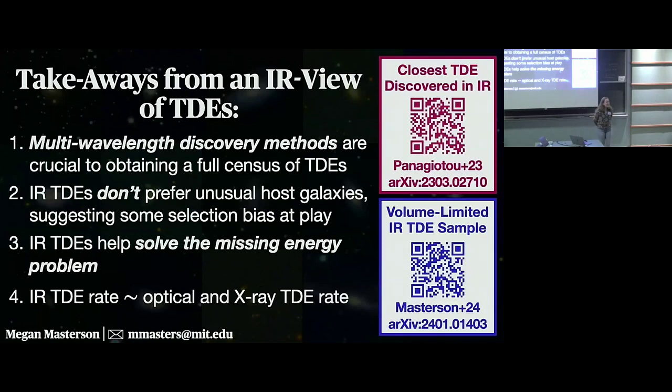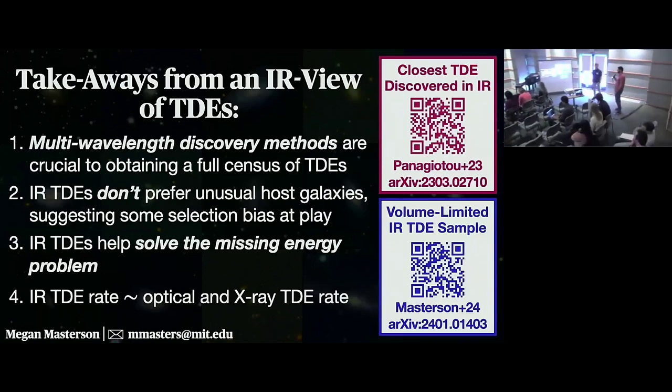Somewhat related question. Can you comment on any potential connections with the extreme coronal line emitters or ambiguous nuclear transients, many of which also show very similar looking infrared flares? Yeah, that is a great question.